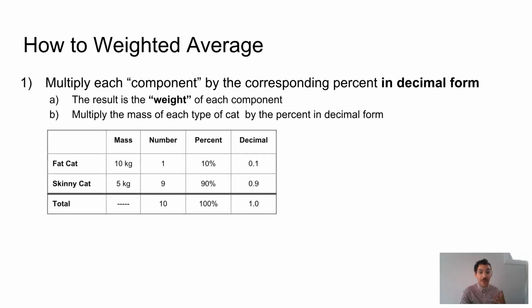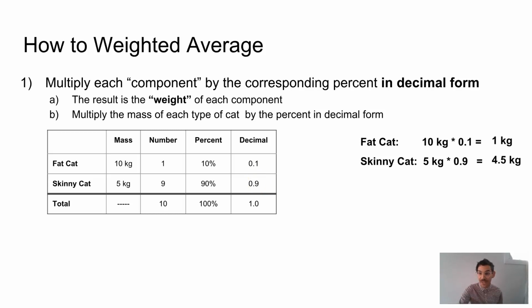So here's our table, and I know that my mass is the component, and I'm going to multiply that by its corresponding percent, but in decimal form. So I'll start with my fat cat, and I'll say, all right, 10% is the same thing as 0.1. I'll do 10 kilograms times 0.1, and I'll do the same thing for my skinny cats. I know skinny cats have a mass of 5 kilograms, and their importance is that they're 90% of the group. So I can multiply those together. And now I have the weight of each component.